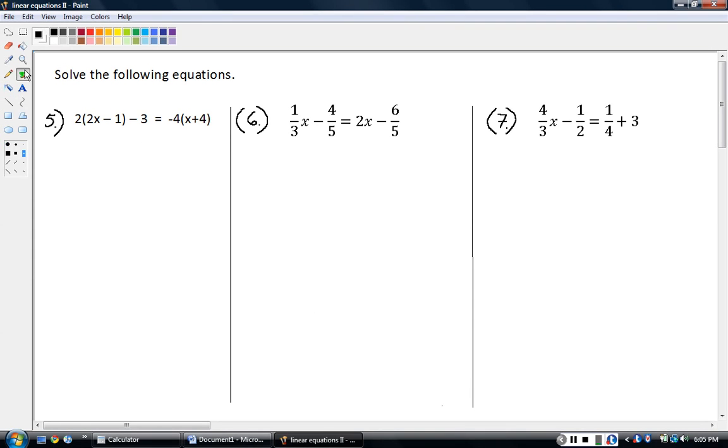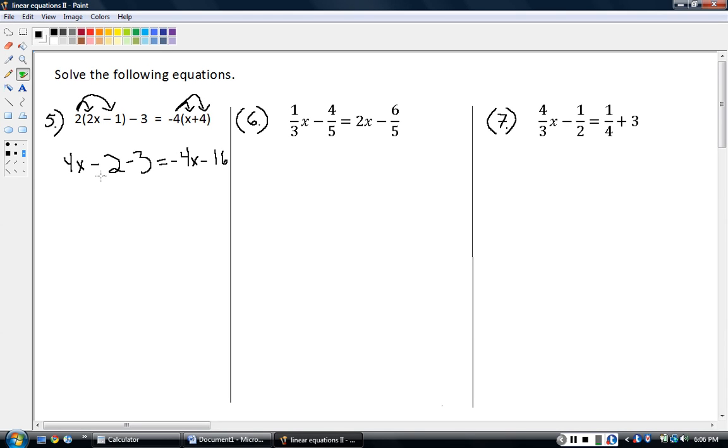Okay, so to get rid of the parentheses, I've got to distribute this 2. So multiply 2 through. That's the first step on the left-hand side. Make sure you distribute it to both numbers. And then multiply the negative 4 through. When I do that, I should have 2 times 2x is 4x, 2 times negative 1 is negative 2, minus 3 equals negative 4 times x, negative 4x, negative 4 times 4, negative 16.